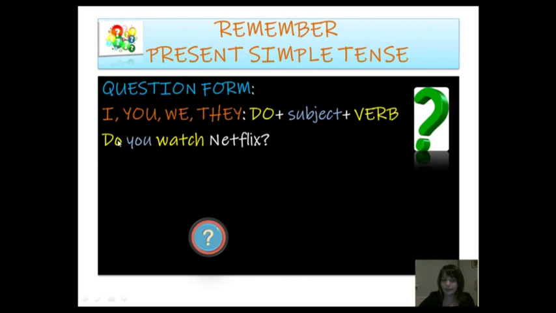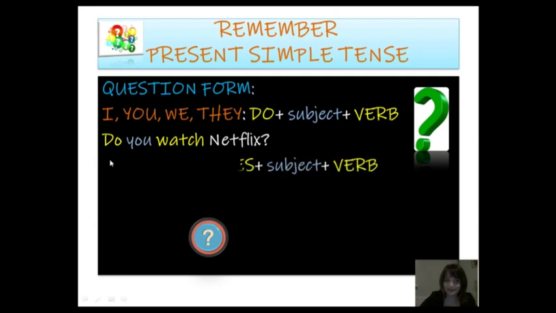If you cover do, you get the affirmative sentence, you watch Netflix. Ako bismo, deco, pokrili ovo do, mi bismo dobili potvrdnu rečenicu, ti gledaš Netflix. Ali čim stavimo do ispred, mi smo dobili upitan oblik. Jel vidite da nije ništa teško?